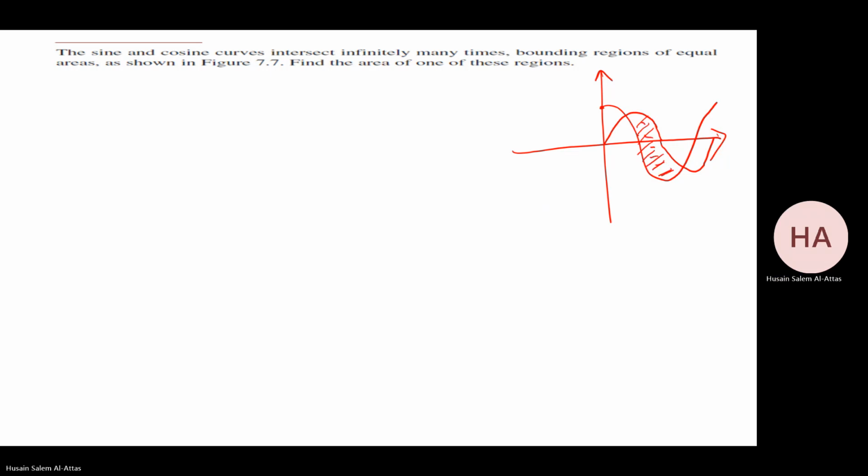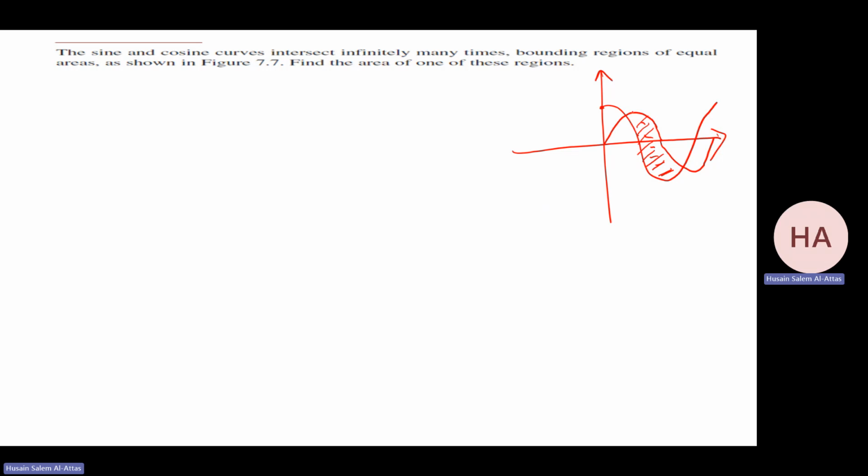Another problem, which is, yeah, it's a little bit open. What they want: the sine and cosine curves intersect infinitely many times, bounding regions of equal areas, as shown in the figure. This is what will happen in the figure, okay? I have, this is cosine, and this is the sine. The sine will go up to here, then it will go down, then it will go back. He wants this area. He's talking about this area, which is repeated.